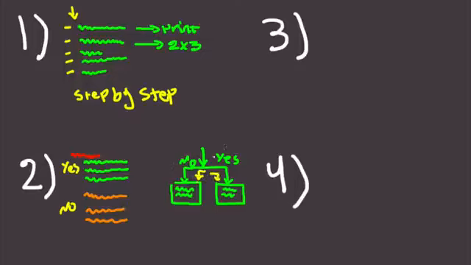The next one are the loops. And loops are pretty cool because they allow computers to do tedious and hard work for us.